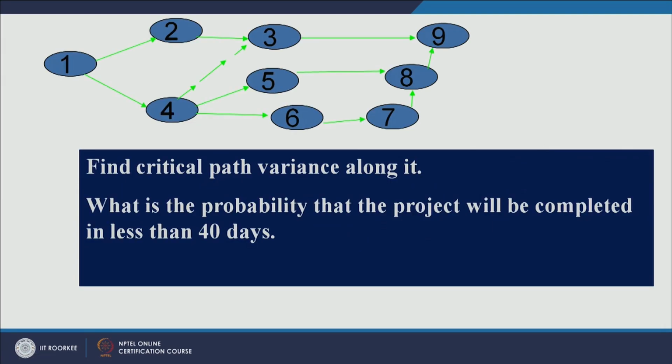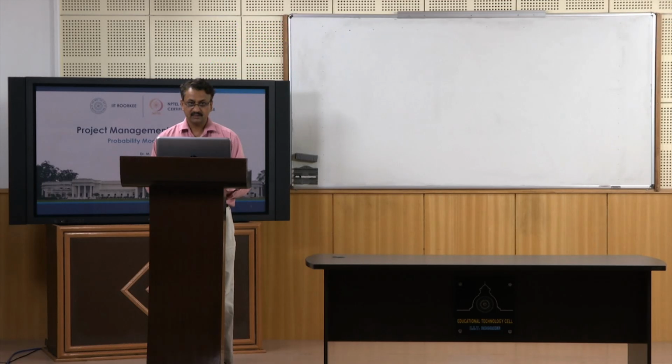Now, this is the network for which we have just discussed different time durations, right. So, what we have to do in this question? Find the critical path and the variance along the critical path. This is the first part of the question. The second part is, what is the probability that the project will be completed in less than 40 days. So, we will start solving this particular network and find out the probability that the project would be completed in less than 40 days, right.